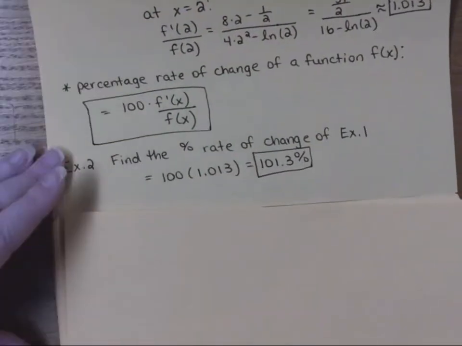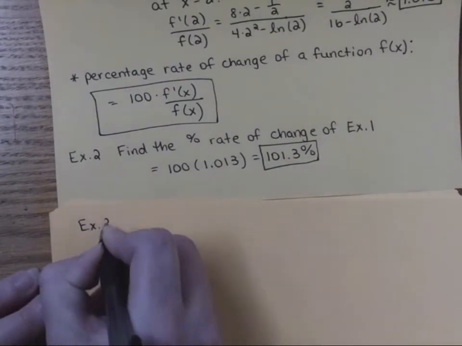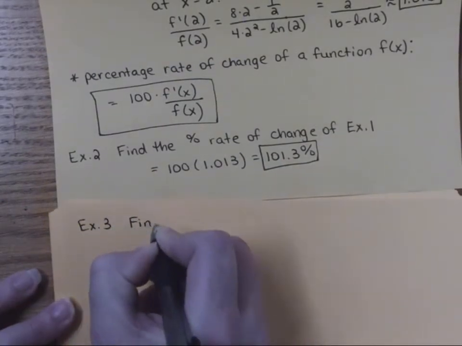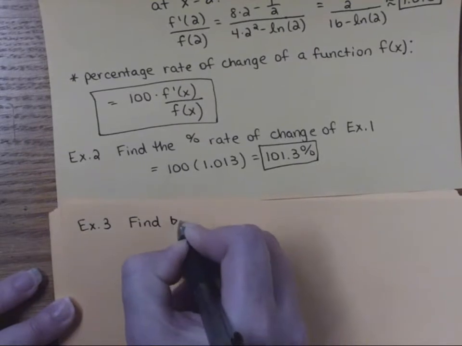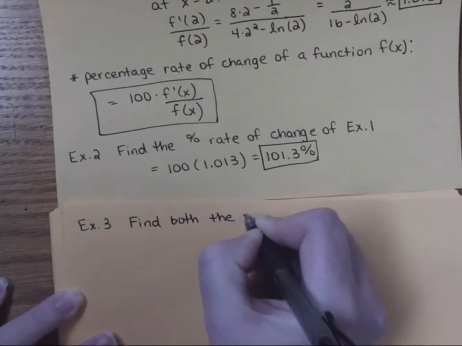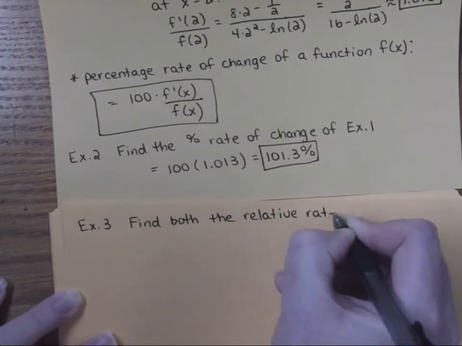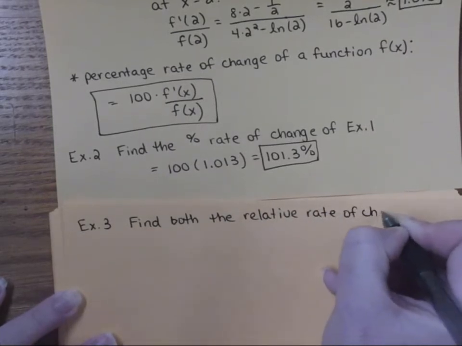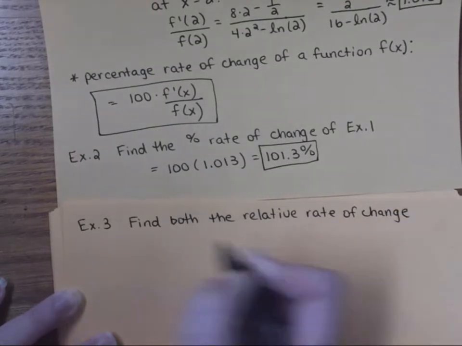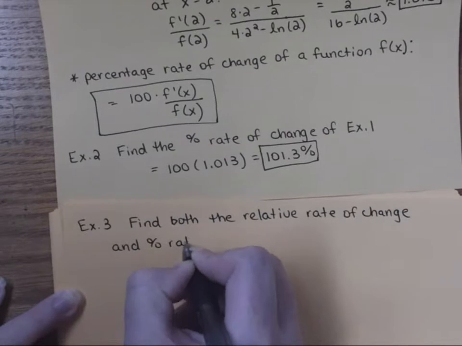All right, so this next one I want you to try on your own. So once I'm done giving you the question, I want you to pause the video and see if you can kind of jot it down and see if your answers match up with mine. So I want you to find both the relative rate of change and also the percentage form. So the relative rate of change and the percent rate of change.